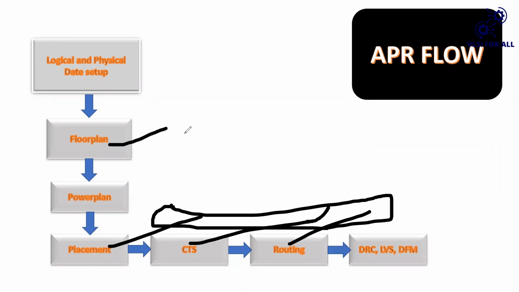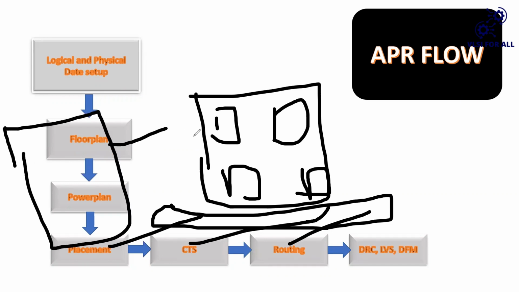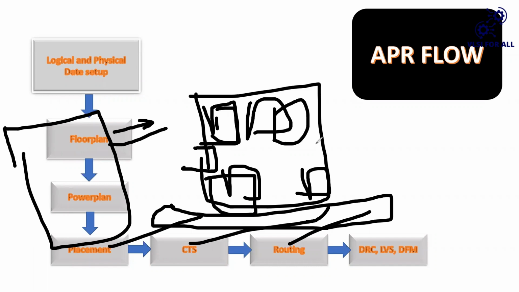But in floor plan, the tool has a few options like auto place, in which the tool will place all the standard cells and macros in the core area. But this is not a feasible solution. So we will do it ourselves, understanding the functionality and everything, and following the guidelines during floor plan. We will place all of these macros at the edges and peripherals, and place the macros near the pins like this.